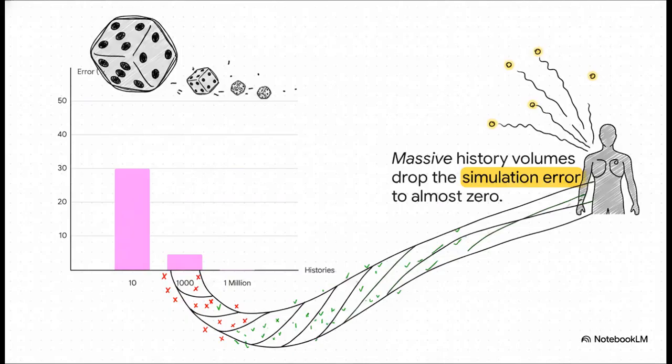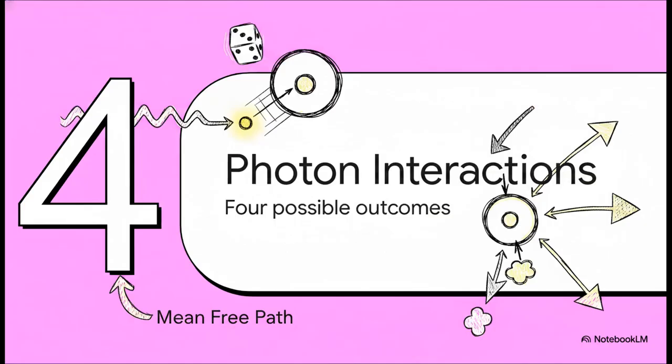But wait a second, how accurate is that random dice roll? Well, the crucial point here is the sheer volume of histories required. Look at it this way. If we only roll the dice 10 times, meaning we simulate just 10 photons, our error rate compared to theoretical math is a massive 30%. That's huge. But the law of large numbers is totally on our side. If we ramp that up and run 1 million histories, that error shrinks down to virtually 0, literally just 0.05%. So relying on Monte Carlo really means committing to massive computational scale. Which brings us to section 4, 4 photon interactions.